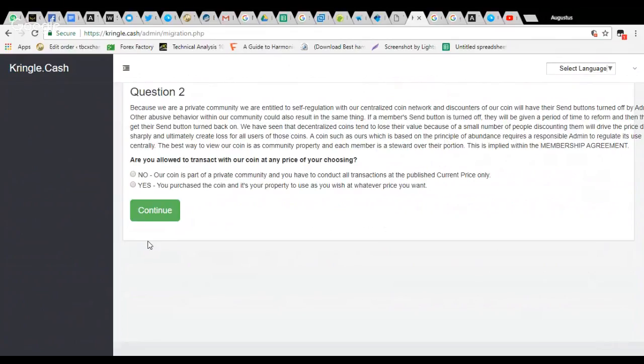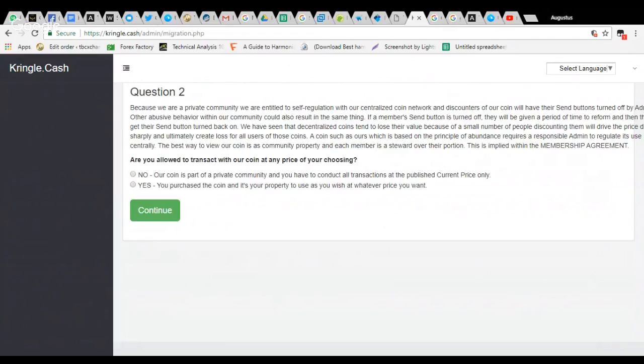No, we are not allowed to transact at any price of our choice, because our coin has value and every transaction has to be done according to the value of the coin. So the first answer supplied is no: our coin is part of a private community and you have to conduct all transactions at the published current price only.